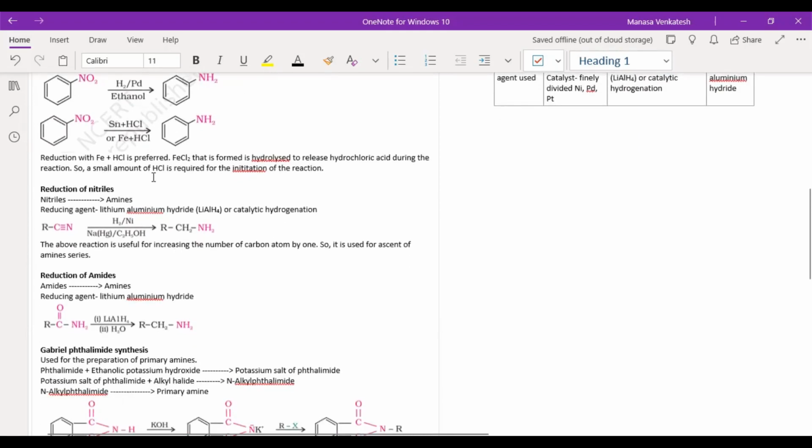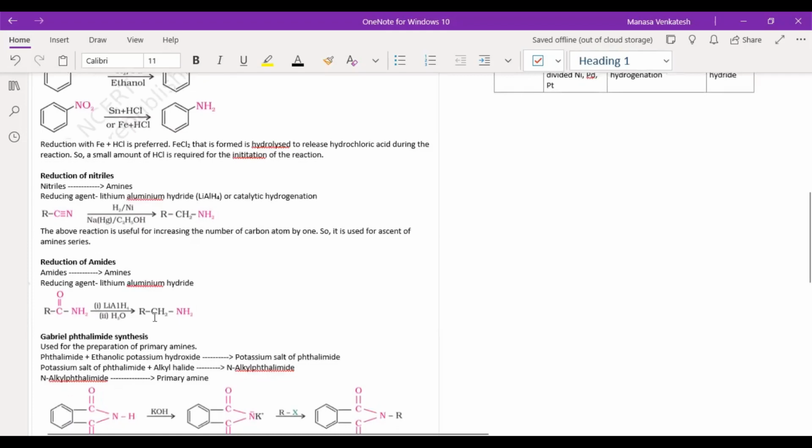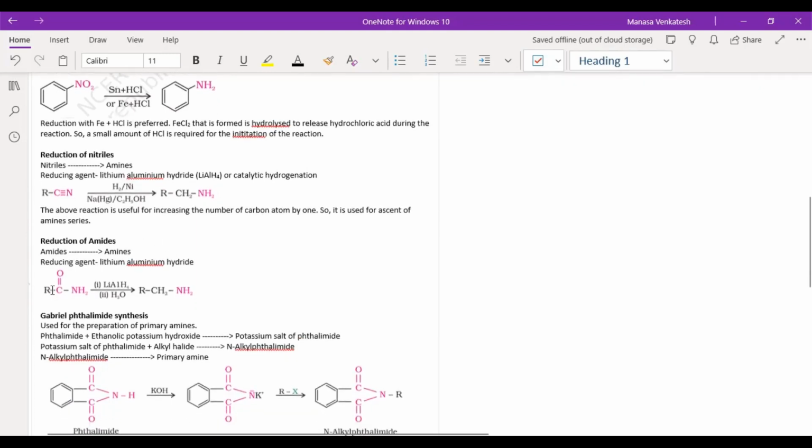The next one is the reduction of nitriles. Nitriles are basically RCN, and this RCN undergoes reduction to form an amine with NH2. Here you do not have the loss of a carbon atom, which is another reaction. So the nitriles are directly converted to amines. The reducing agent used is either lithium aluminium hydride, or it can be a catalytic hydrogenation reaction. This is also useful for increasing the carbon atom by 1, and it is used for the ascent of the amine series.